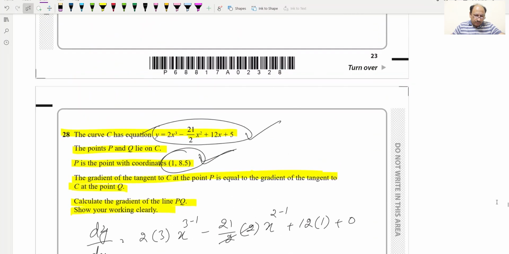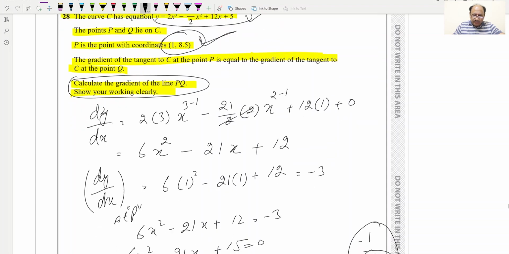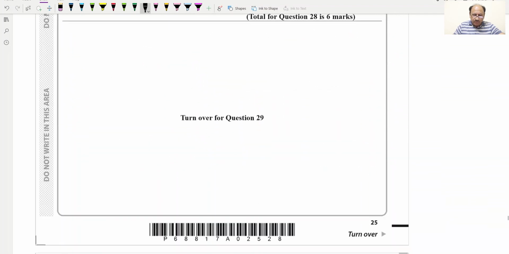Basically we were supposed to calculate the gradient of the line PQ, and we have shown the clear working also. Hopefully you understood this.